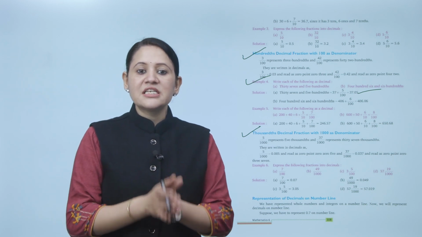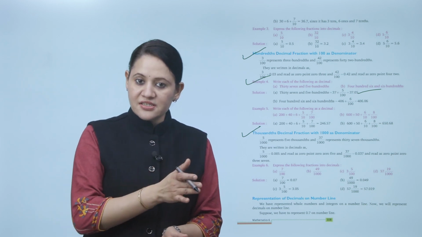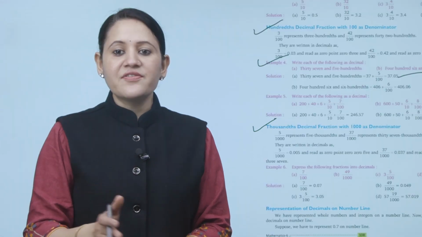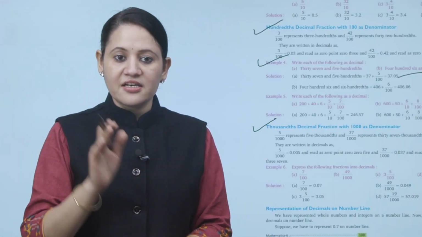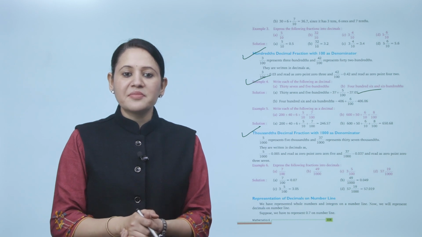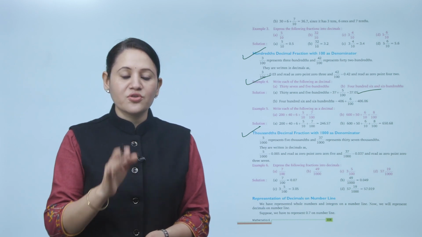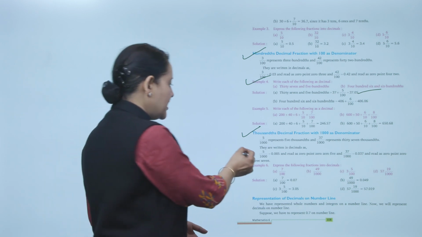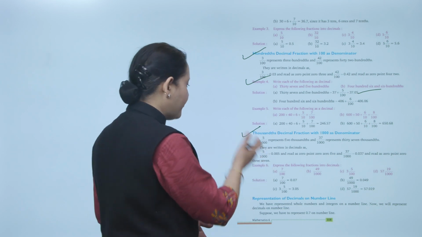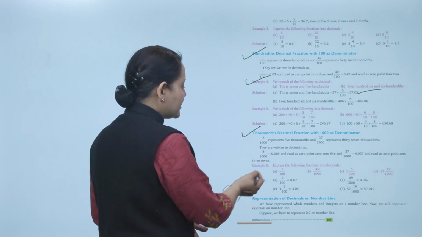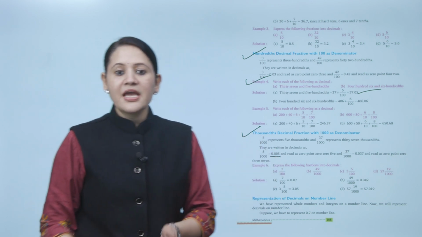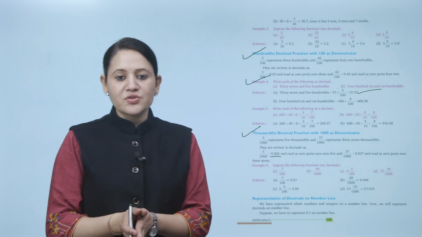Next, thousandths decimal fraction with 1000 as denominator. 5 upon 1000 represents 5 thousandths and 37 upon 1000 represents 37 thousandths. THS लगेगा. Clear? They are written in decimal form as 5 upon 1000 can be written as 0.005 because there are 3 zeros in the denominator. So start from the right hand side and after 3 digits we'll put the decimal. So we'll write it like 0.005. Clear? And read as 0.005.